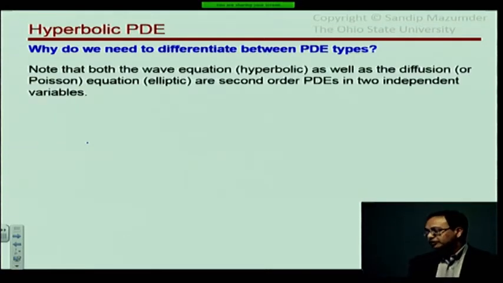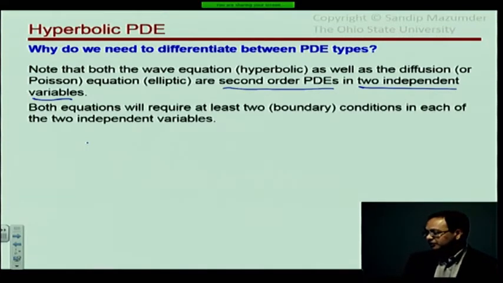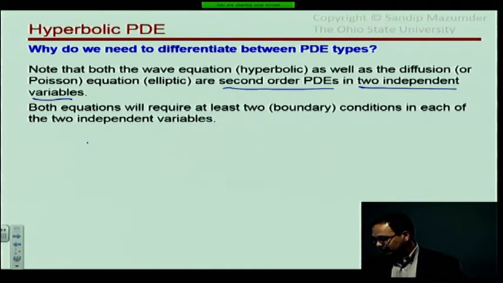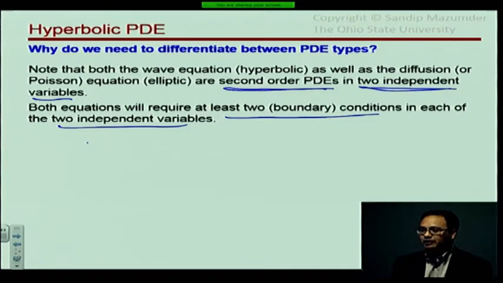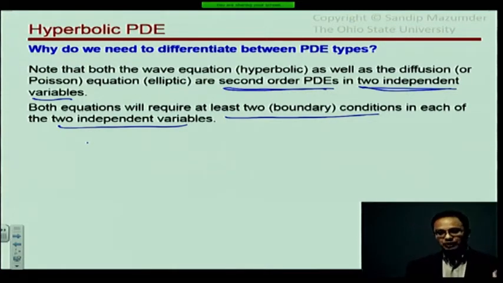The theory of partial differential equations says, as I just mentioned, that both of them are second order PDEs in two independent variables. Since it's a second order PDE in two independent variables, you will need at least two boundary conditions in each of the two independent variables. Obviously, if you have a first order differential equation, you need one boundary condition. If you have second order, you need two boundary conditions, and so forth. That we know.